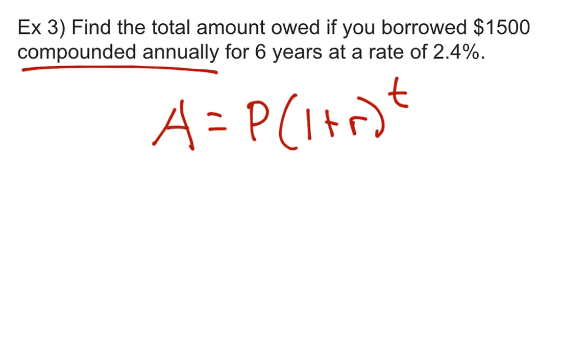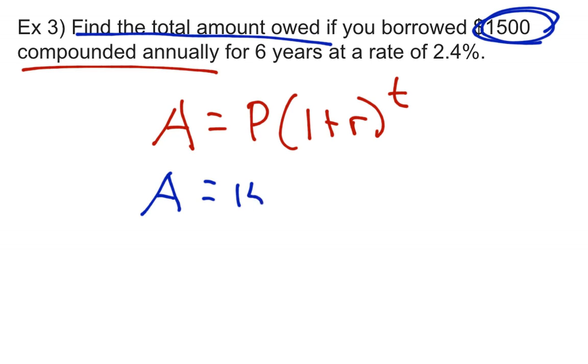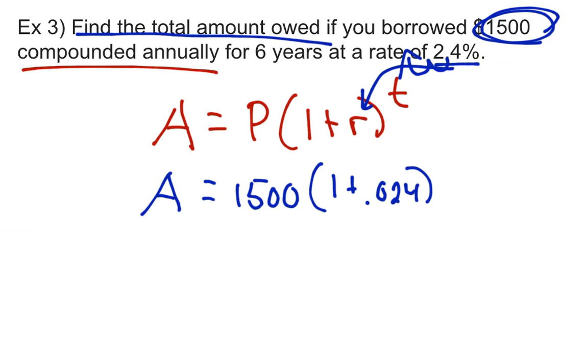Let's start to plug in what we know. Find the total amount owed. Well, total amount is my total balance. I don't know A. We borrowed $1,500. Well, that's my principal. Okay, the 1 never changes. 1 plus R. R is our percent here. But now when you put your percent in place of the R, remember you got to move the decimal point 2 places, and that's going to become 0.024. Okay, time, again, has to be based in years. It is. It's 6 years, so my exponent's a 6.